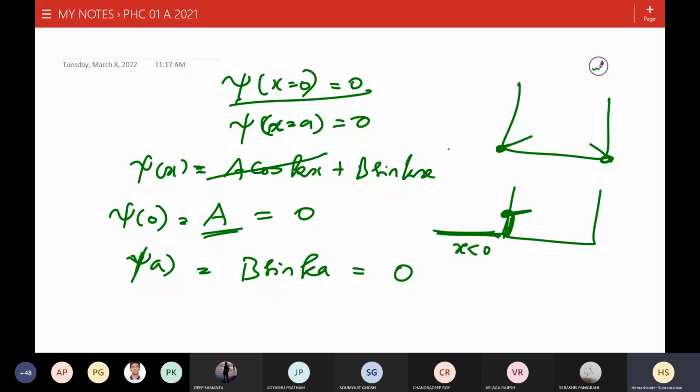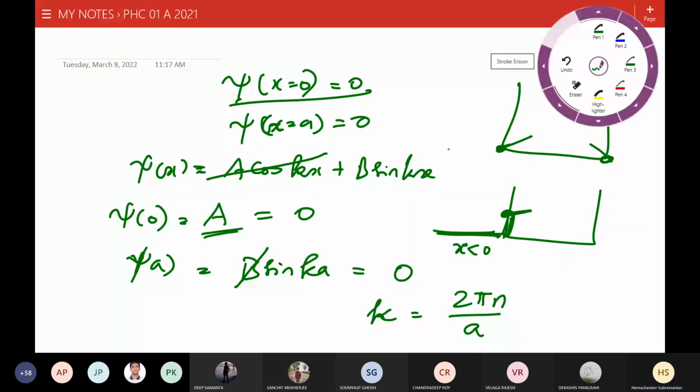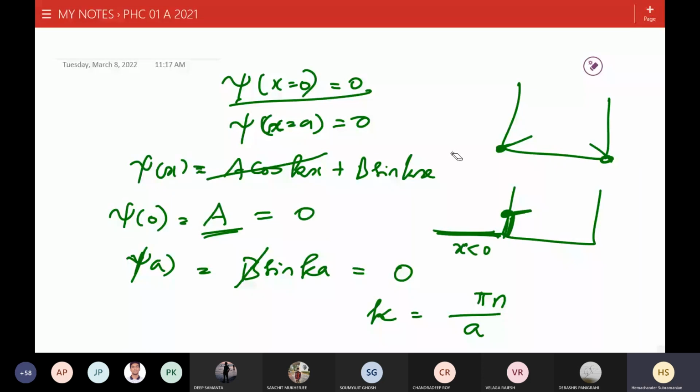So what does this give you? b cannot be 0, so we can ignore the b. Sin ka equals 0, so k equals n pi over a. Am I right? Only n pi by a, not 2 pi n over a. Sorry. Okay, k equals pi n over a.